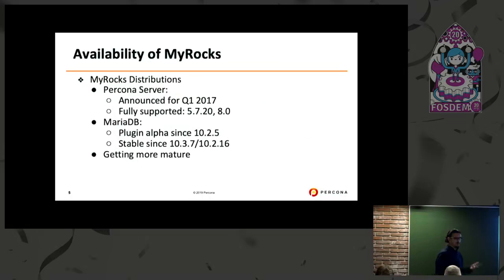So how do we get MyRocks? We get it via Percona Server or MariaDB. Percona Server introduced this in 2017 and fully supports it in the 5.7 and 8.0 releases. It's also been available for a while in MariaDB, from 10.2 and 10.3 and later distributions. Basically, they come built in. You don't need to do an extra download or anything like that. It comes with it if you download Percona Server 8.0. I think 18 is the latest version; it will come along with that.